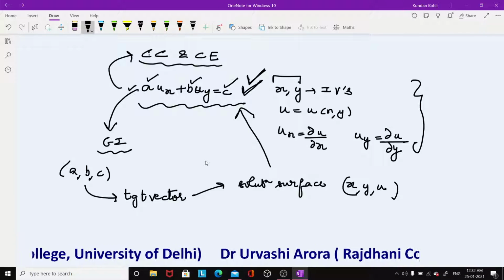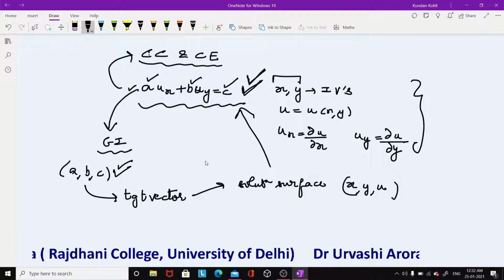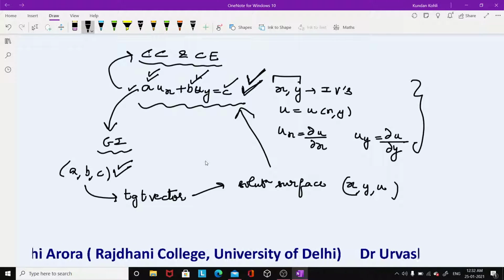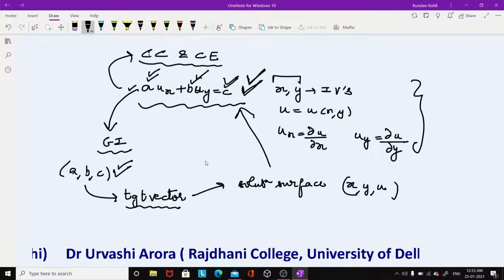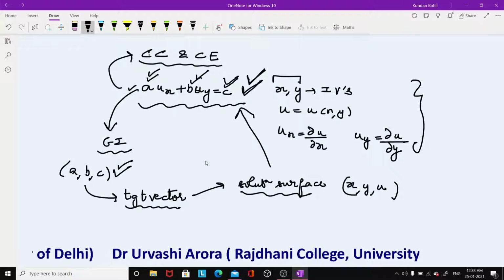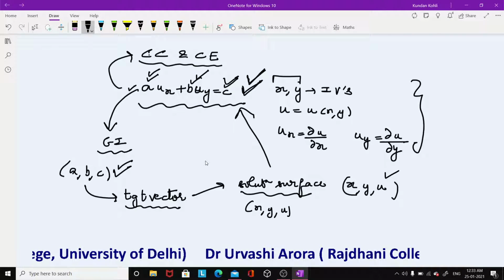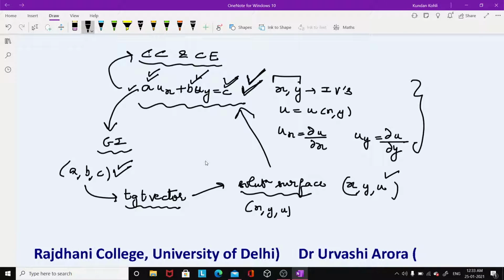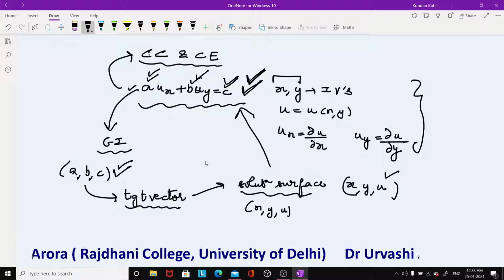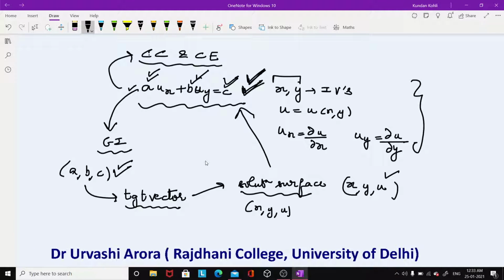So this vector (A, B, C), whose components are coming from the quasi-linear partial differential equation of first order, is a tangent vector to the solution surface or the integral surface in the xyu space at the point (x, y, u). This we have already done when we were discussing the geometrical interpretation of the quasi-linear partial differential equation of first order. In my earlier videos, I have already discussed this.